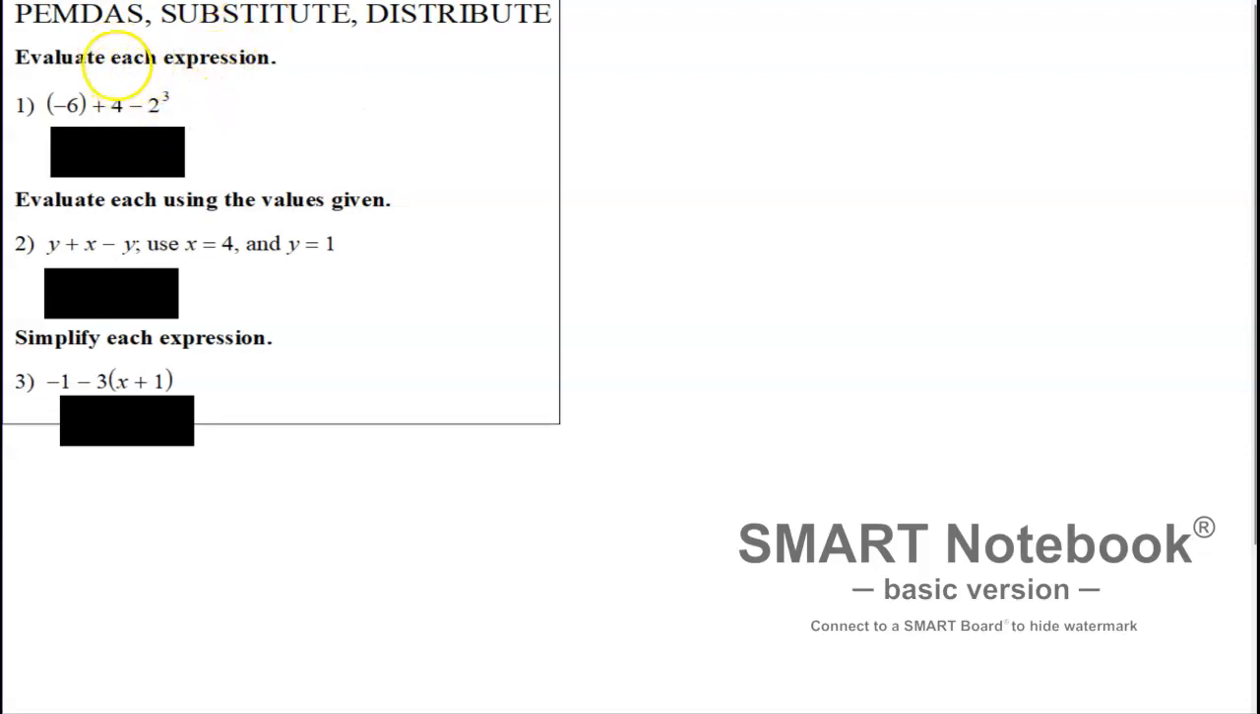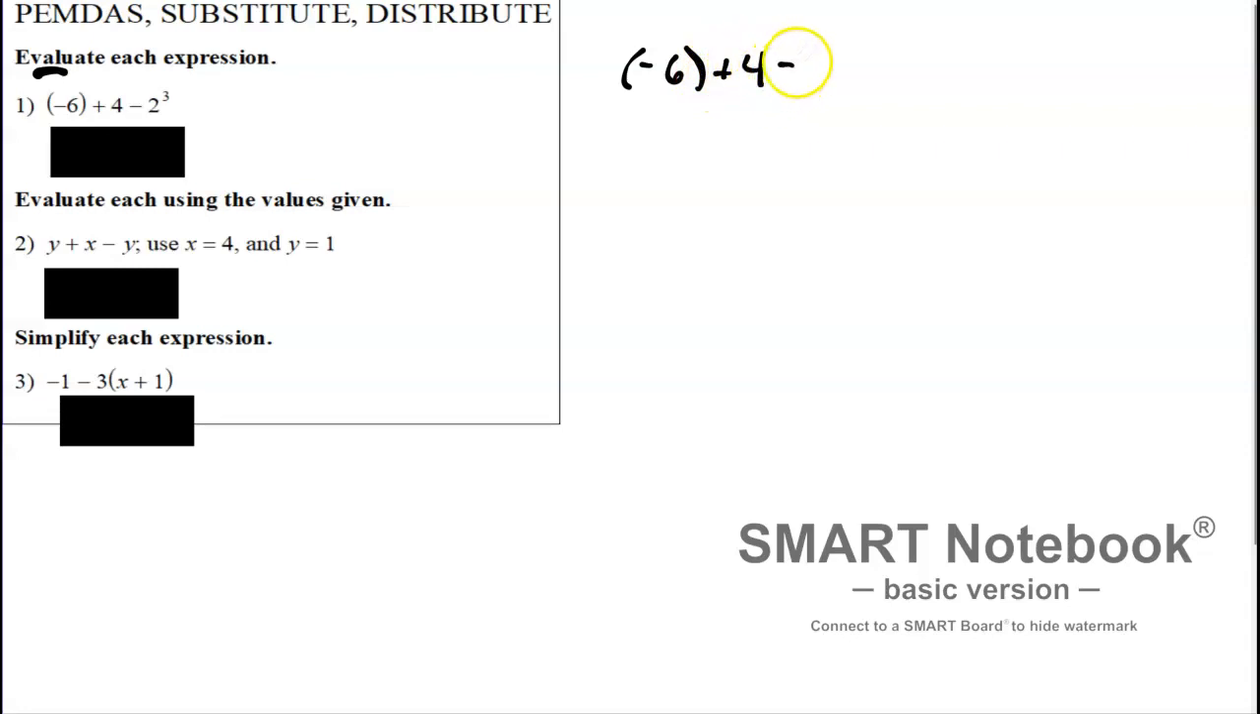So, evaluate. Again, reading what you're asked to do is going to be important, so it triggers something in your brain, okay? Evaluate each expression, and then look at what they give you. What should pop out to you is that there's no variables, okay? So evaluate a value, basically just pop out some number, okay? So let's do number 1 here. -6. Most of you guys do this already.